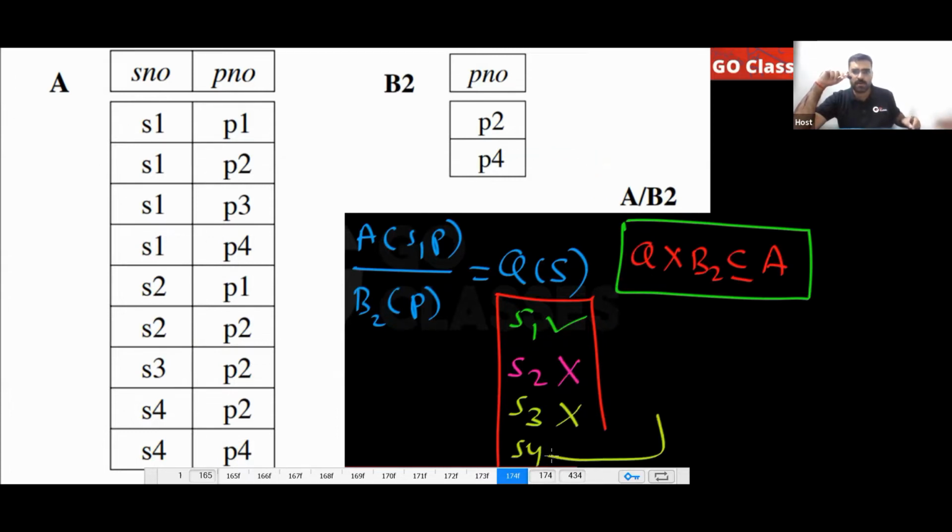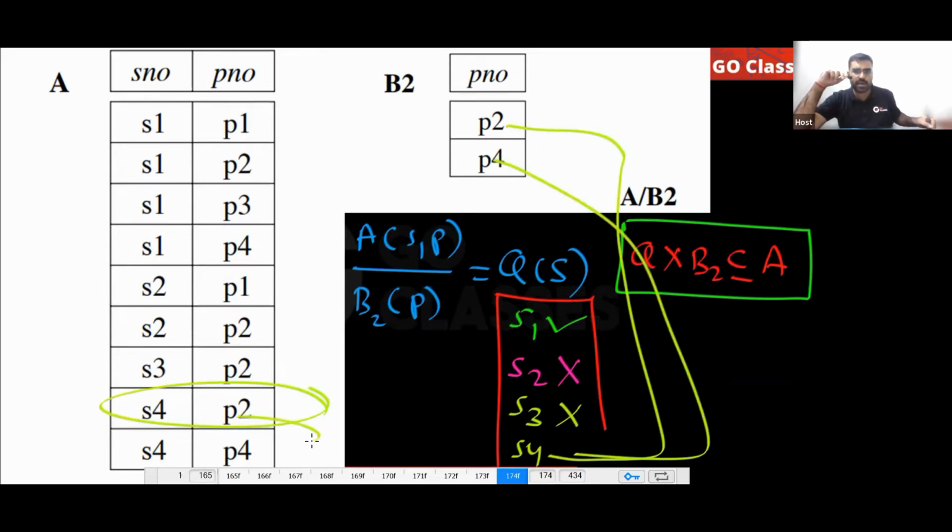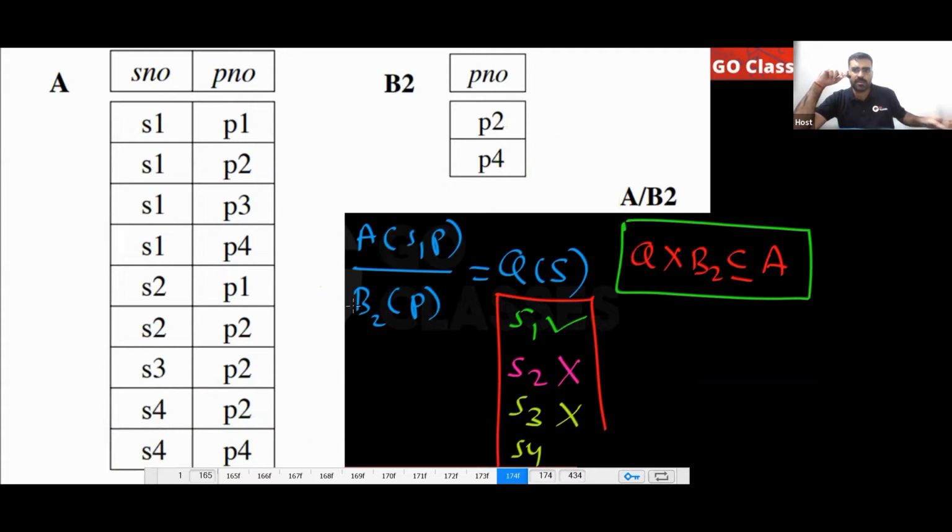What about S4? This S4 P2 I have. This S4 P4 I have. So both of them I have, so this S4 I can put. Can I put something else? Why can I not put something else?